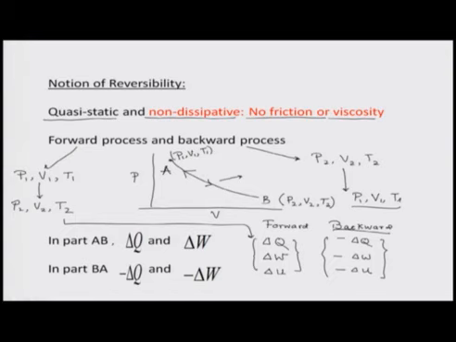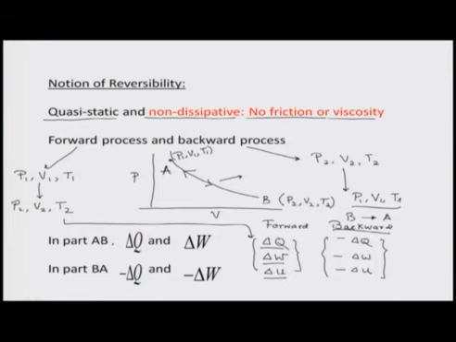If I go from A to B, delta Q is heat supplied or extracted from the system, delta W is the net work done on the system or by the system, and delta U is the net change in the internal energy. In the reverse process, when I go from B to A, everything should be negative. Delta Q goes to minus delta Q.